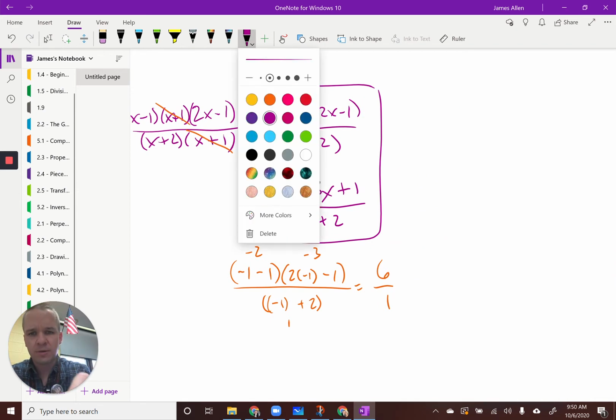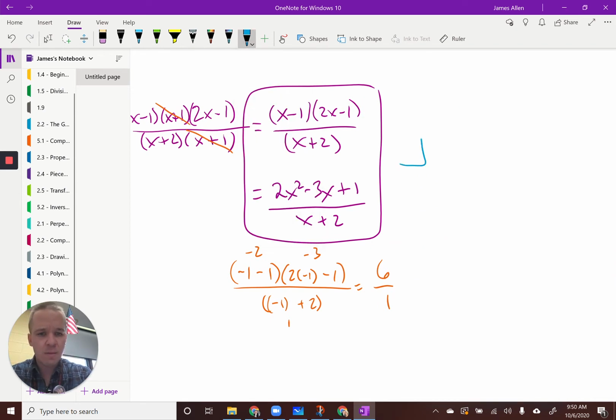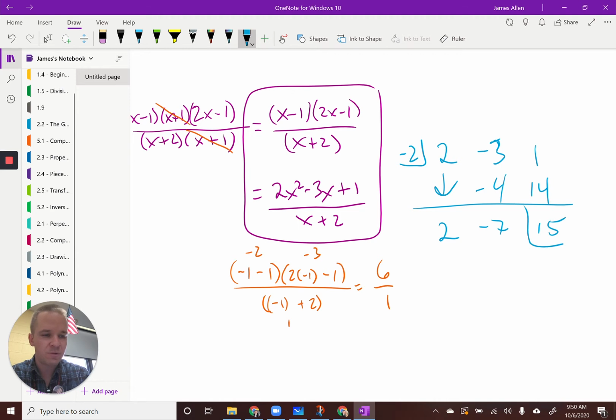I will do this in another color just because that's fun. I'm going to throw -2 in the box, and then I've got 2, -3, and 1. And then I will do some synthetic division. So I'll drop the 2, and then I got -4, add them, I get -7, multiply, I get 14, so then my remainder is 15, which I really don't care about, right? That's just my remainder. I'm not using that in this situation. All I'm using is that this is going to be my coefficient of my linear term, and this is my constant. So 2x minus 7, y equals 2x minus 7. That is my oblique asymptote.